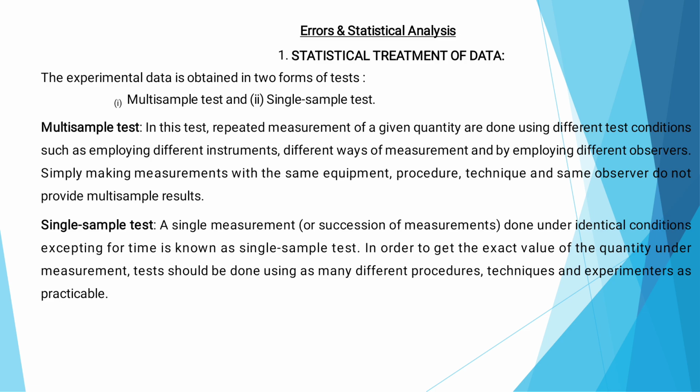test. On the other hand, a single sample test involves a single measurement or a sequence of measurements taken under completely identical conditions where the only variable changing is time. To truly find the exact absolute value of a measured quantity, we should ideally use as many different procedures, techniques and experimenters as practical to eliminate the bias.